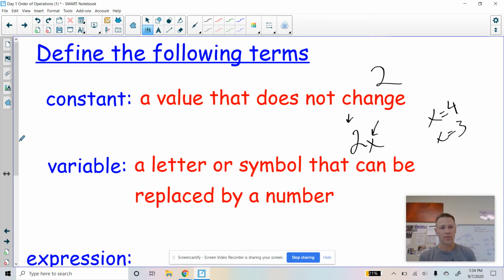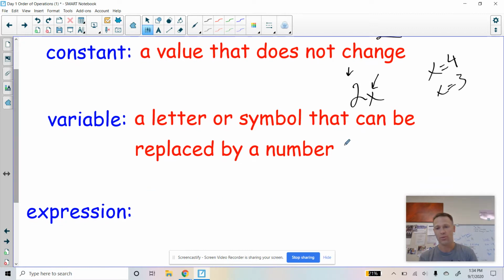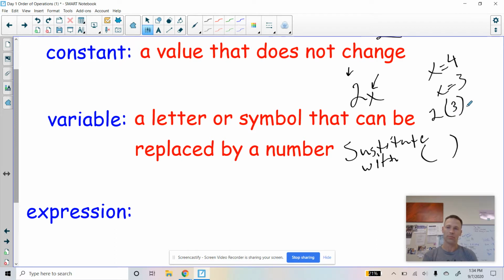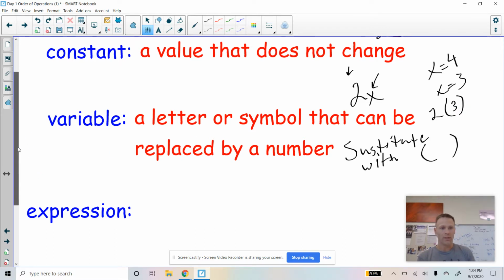One of the things I want to tell you is that whenever we substitute, we substitute with parentheses. So if I tell you that x is equal to 3, I want to see you writing 2 times 3 in parentheses. Okay? All right.